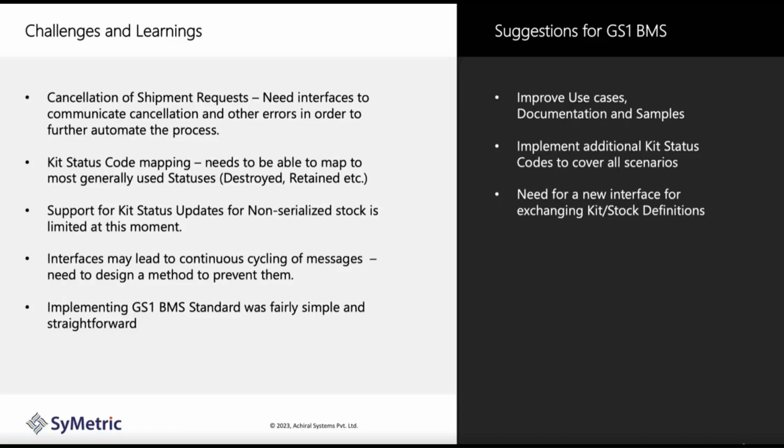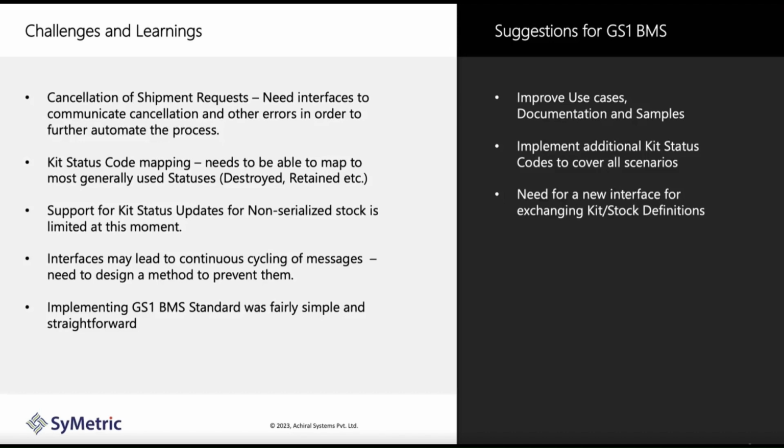So here we would just like to summarize a few key important aspects from our journey of implementing GS1. I think some of these have already been asked as questions in the chat box, so some of them might be answers to those questions. Firstly, right now from the GS1 interface perspective, they do not have a specific interface to communicate the cancellation of shipment requests. So let's say if a shipment request, after it's generated, gets cancelled on the IRT, there's no way to communicate that back to SAP in the same way. The other way around as well.